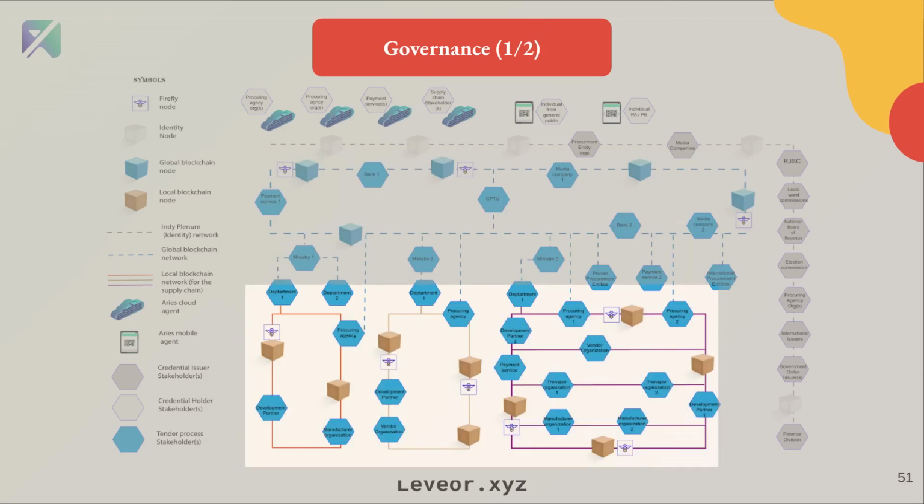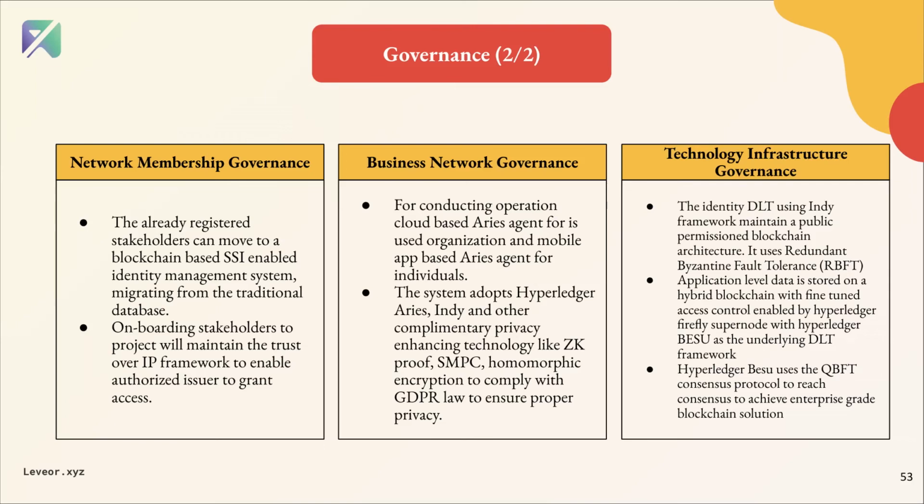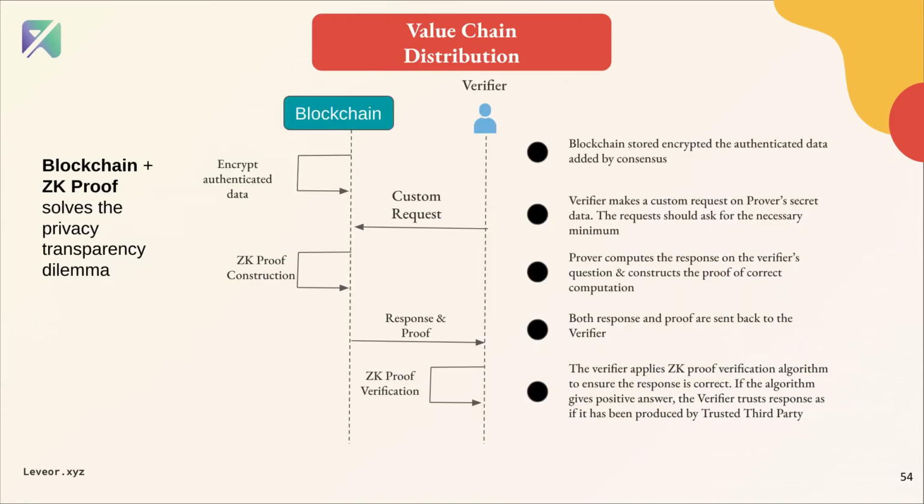Now let's discuss three types of governance in this context. In membership governance, onboarding users only need to verify credentials issued by the issuers to their Hyperledger Aries agent. In business network governance, the solution adopts blockchain technology and other complementary privacy-enhancing technologies. Some of them are ZK-proof, SMPC, homomorphic encryption, etc. For technology infra governance, the identity DLT uses redundant Byzantine fault tolerance, which offers low latency finality. The Hyperledger Besu chain uses QBFT to achieve an enterprise-grade scalable consensus solution.